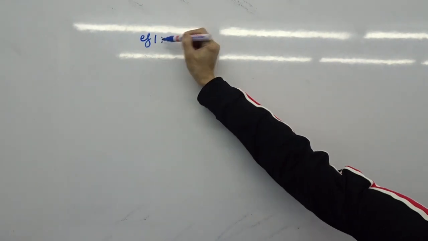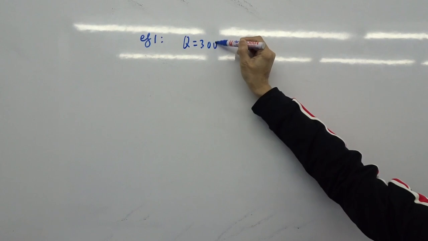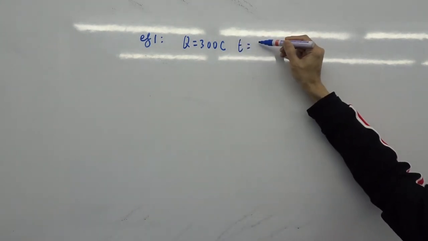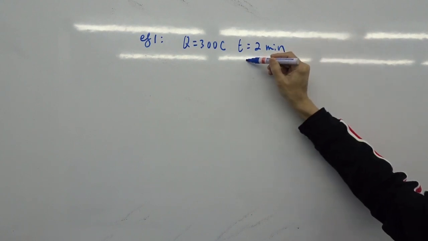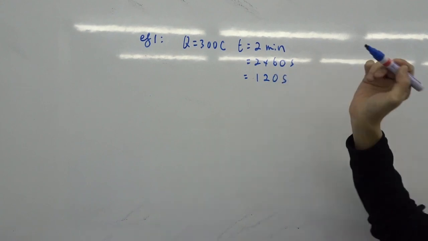Okay, now we learn how to calculate. So we look at example one. A charge, you collect information first. Okay, read together. A charge of 300 coulomb flow through a bulb with every 2 minutes. So 300 coulomb is Q equal to 300 coulomb. And then every 2 minutes. So time is 2 minutes. 2 minutes is equal to 2 times 60 seconds. Change to second, is 120 seconds.